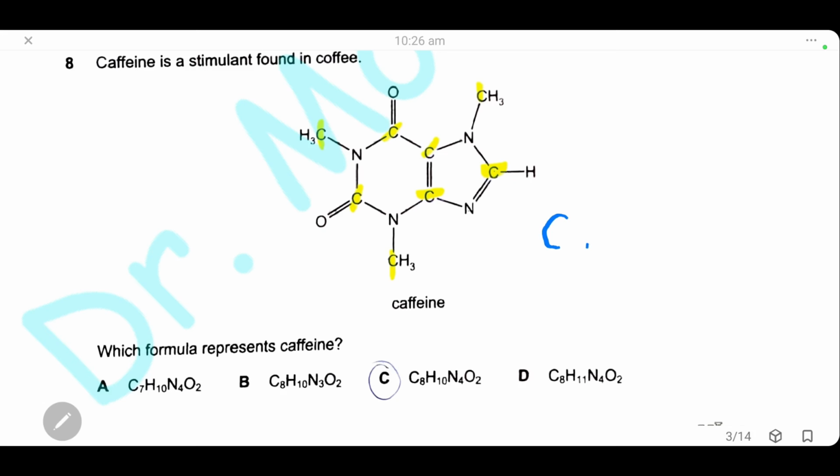So we have carbon, nitrogen, hydrogen, and oxygen. We will count how many carbon atoms, how many nitrogen, how many oxygen and hydrogen. So this will be the molecular formula of the compound. Here we have 8 carbon atoms shown in the yellow color, 10 hydrogens and 4 nitrogen, 2 oxygen. The answer is C.